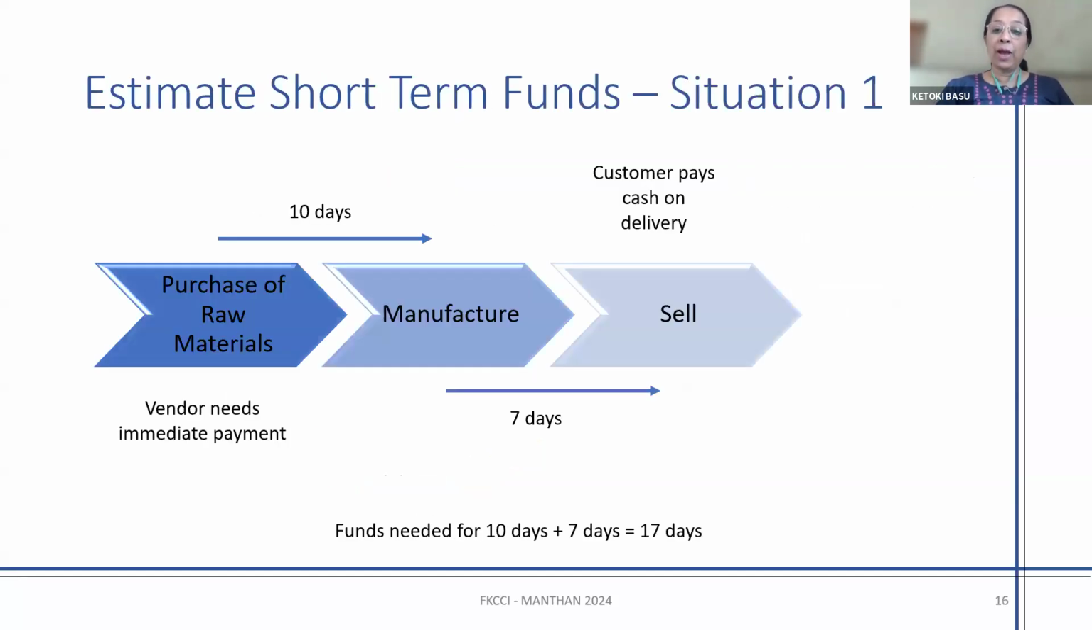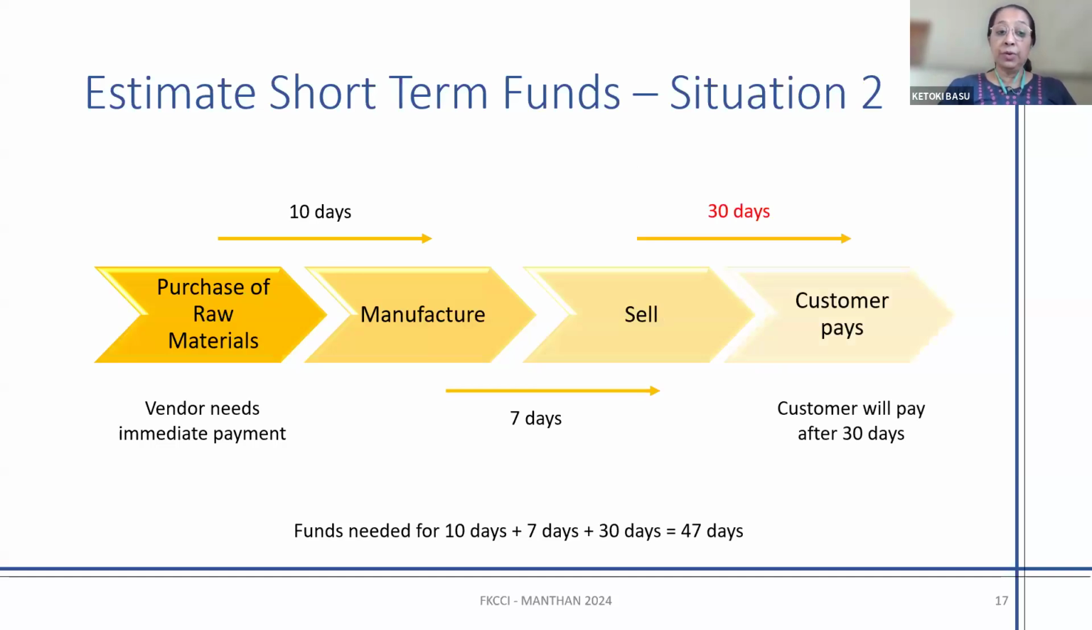Before we wind up, let's look at three situations, how this works. Let's say your entire production cycle to produce this health drink takes about 10 days. It then takes another 7 days for the final product to reach the customer, to bill and sell it, which includes finding a customer. So 10 plus 7 is 17 days of money you should have, assuming in situation one that the customer pays cash across the counter and collects the health drink. If that happens, you need money only for 17 days.